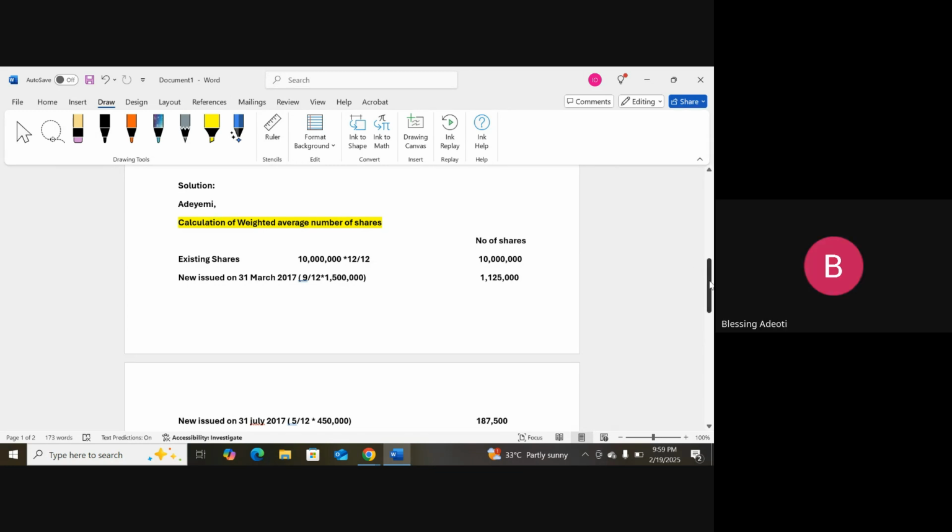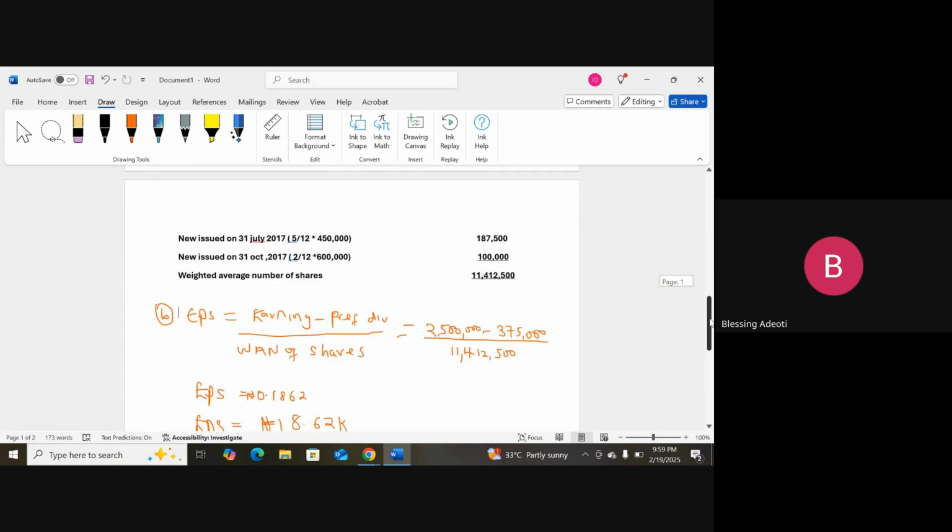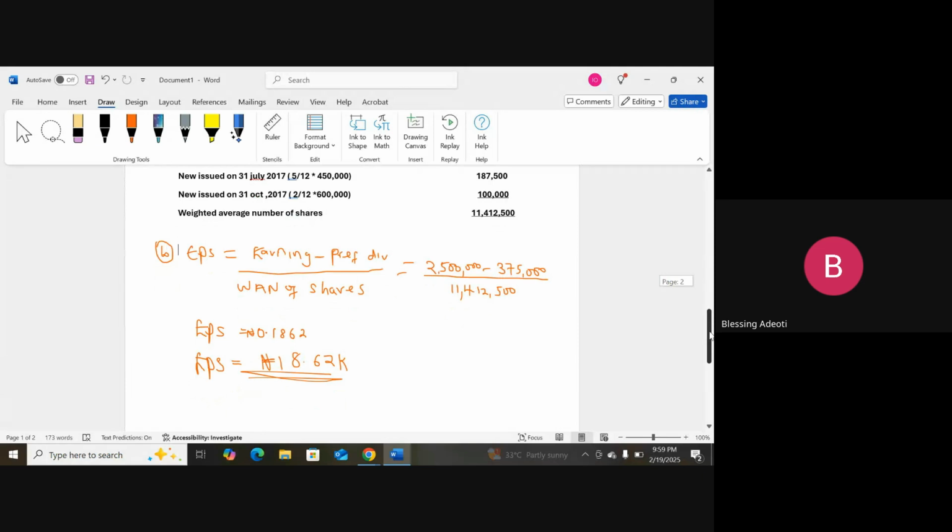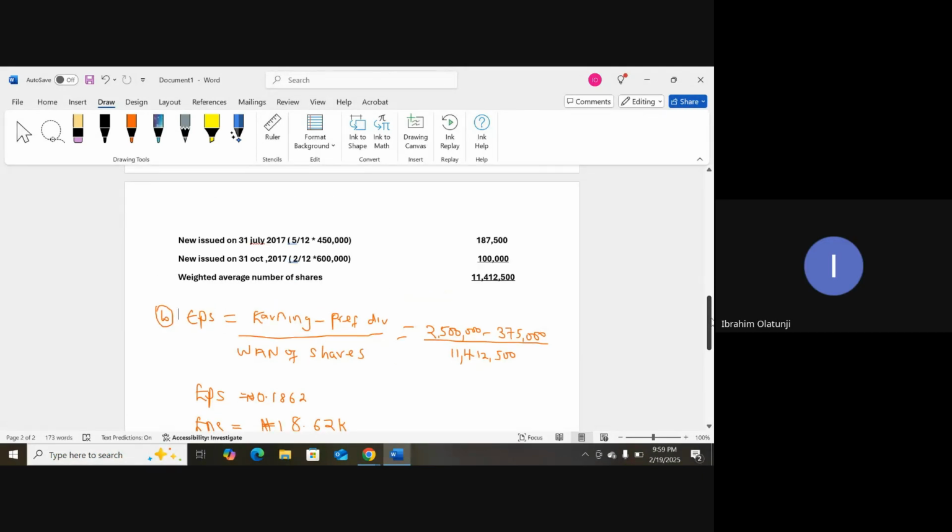Sorry, are we not making use of the 2 naira, the 2.50 and 3 naira? No, they have no business there.